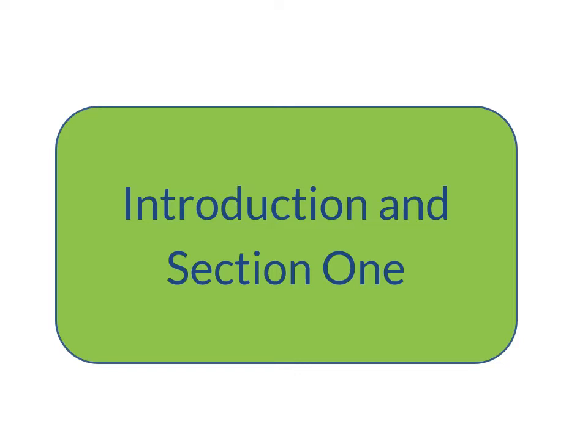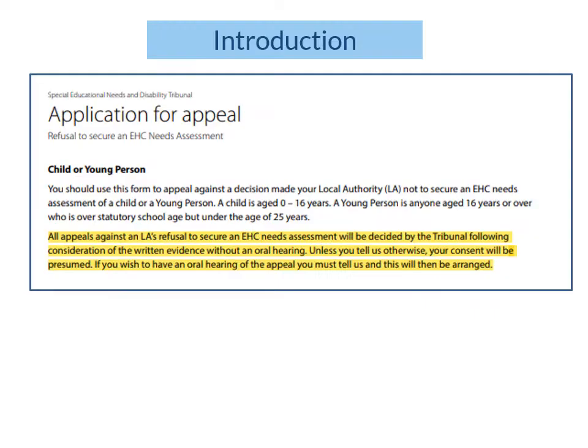We're going to look at key points from the introductory notes and section 1 of the appeal form based on questions which families often ask our service. Firstly, all refusal to assess appeals will be decided on the written information sent to the tribunal from the young person or parent or carer and from the local authority. This means you do not have to go to a face-to-face hearing.